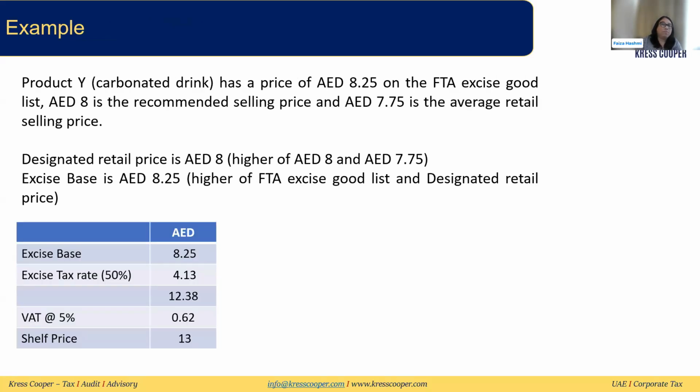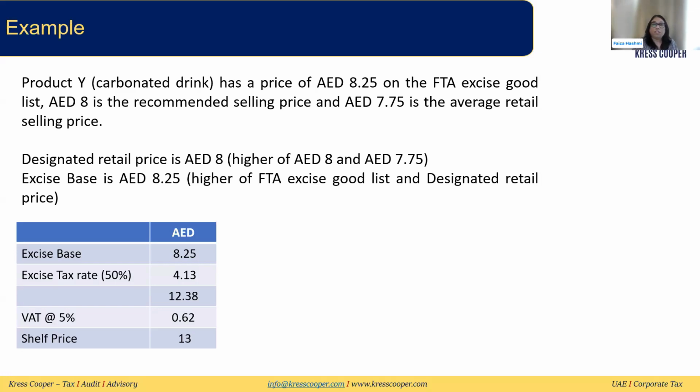Now, let's take an example. Product Y, the carbonated drink, has a price of AED 8.25 on the FTA excise good list. It has a price of AED 8 as the recommended selling price, and AED 7.75 as the average retail selling price. As we discussed in the previous slides, first we need to compare the designated retail price and the FTA excise price. So what would be the designated retail price? It will be the higher of the recommended selling price or the average retail selling price. So first we need to compare the two.